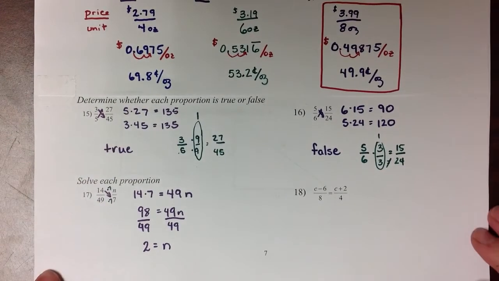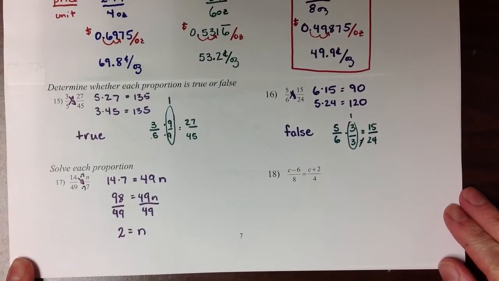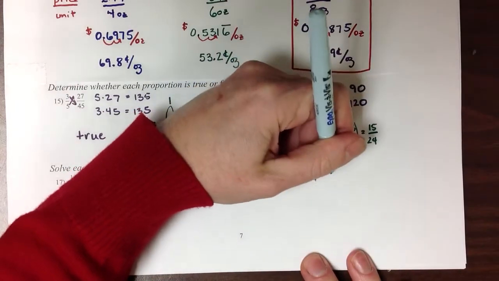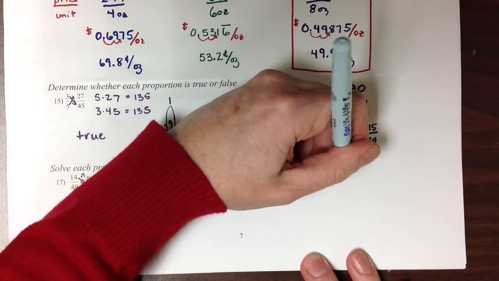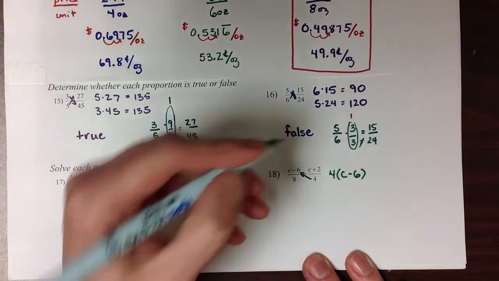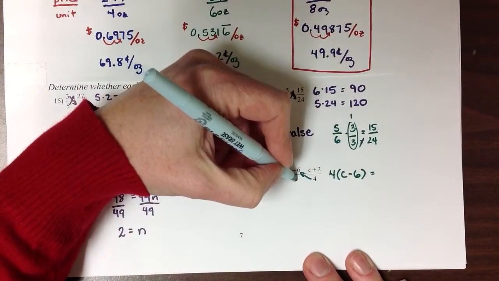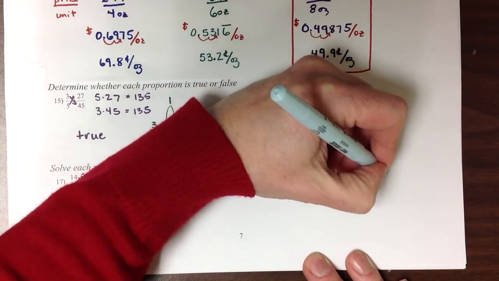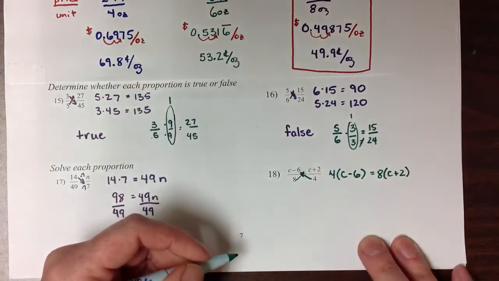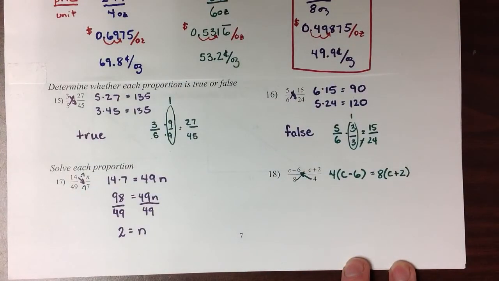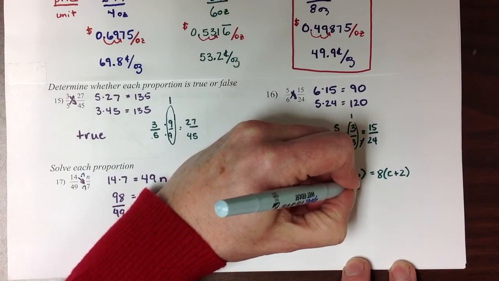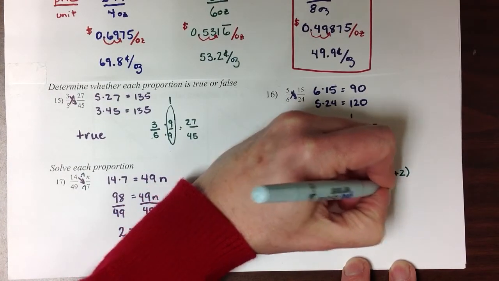But let's look at how this same theory applies with one that has algebraic expressions in their numerators. I'm still going to be multiplying 4 times c minus 6, that's that cross product, and setting it equal to 8 times c plus 2. Then, just as I've solved all other algebraic equations, I'm going to use the distributive property first to distribute the 4 and the 8.